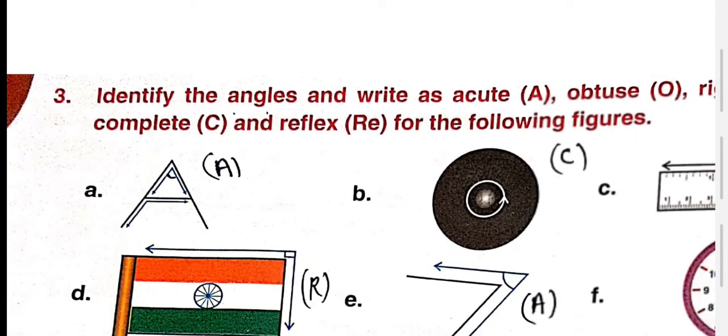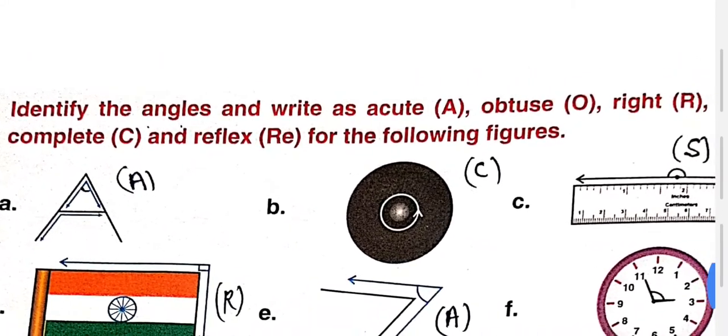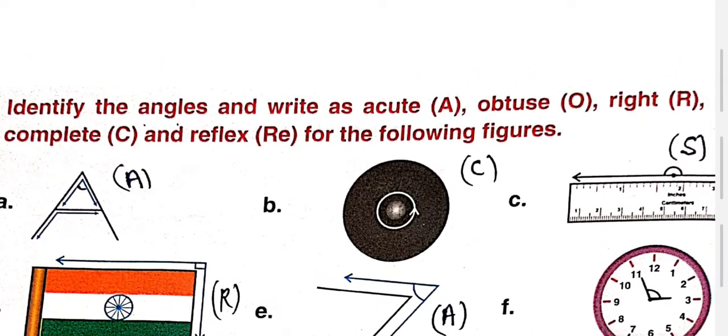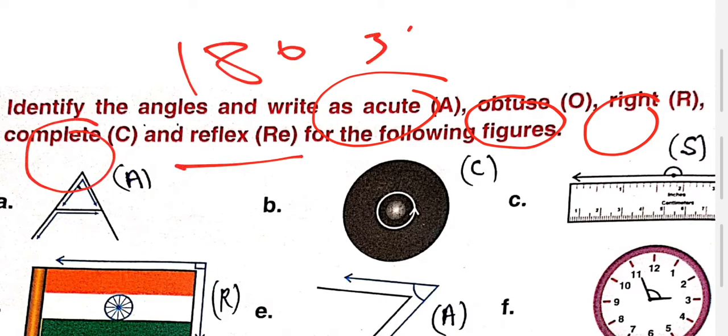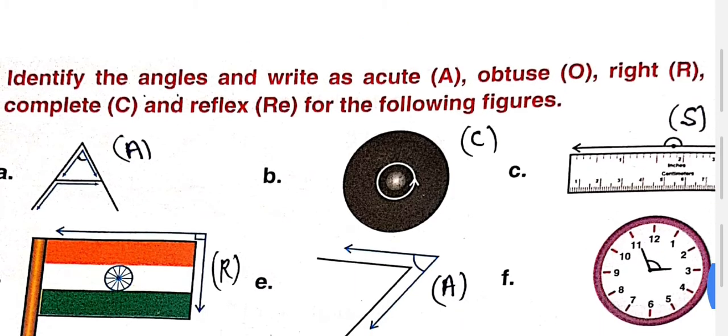Now come on to the third question. Identify the angle and write the type. For acute write A, for obtuse write O, for right write R, for complete write C, for reflex write RE. All of you know acute is what? More than 0 and less than 90. Obtuse is more than 90 and less than 180. Right is 90 degrees. Complete is 360. Reflex angle is more than 180 and less than 360. So you have to just check and write.